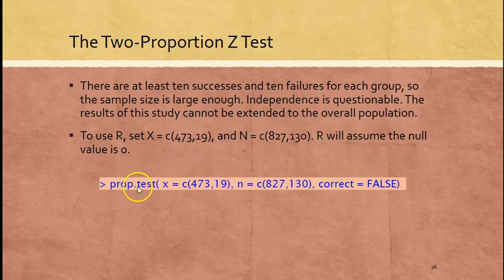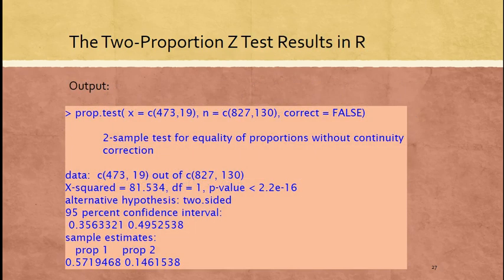Combine them, it'll be prop.test. We'll type X equals c(473, 19). So these were the dogs with lymphoma. And then n equals c(827, 130). These would be the sample sizes for each of the two groups. I'll throw in correct equals FALSE. That part is optional again. And I get this result.